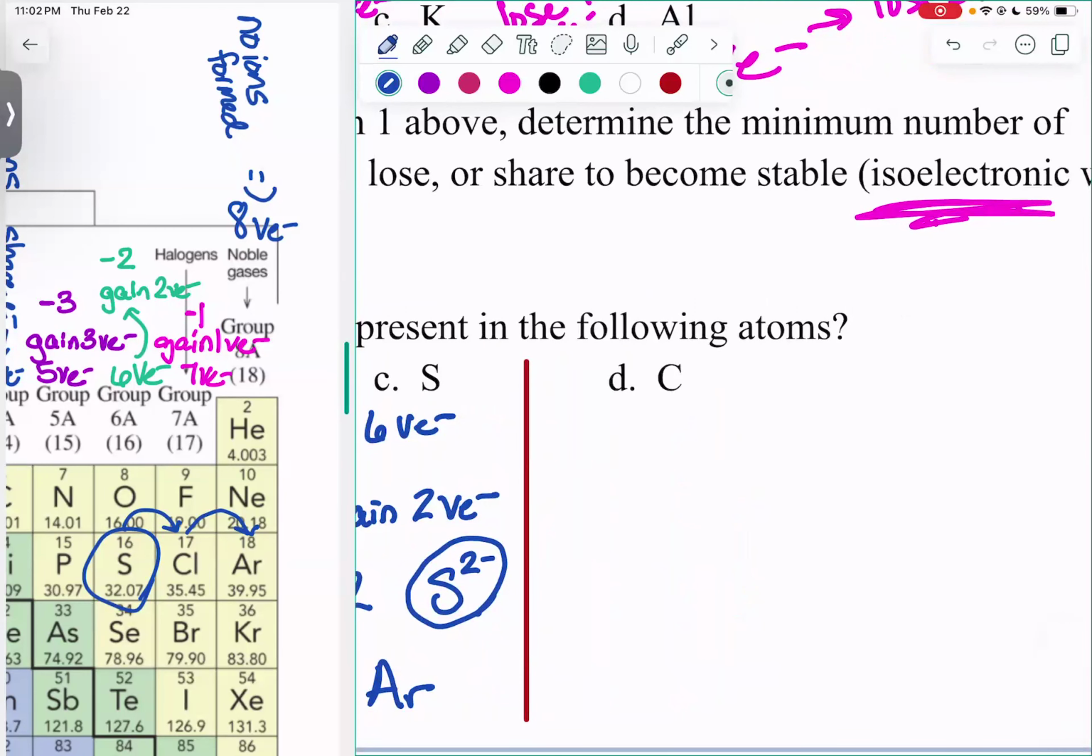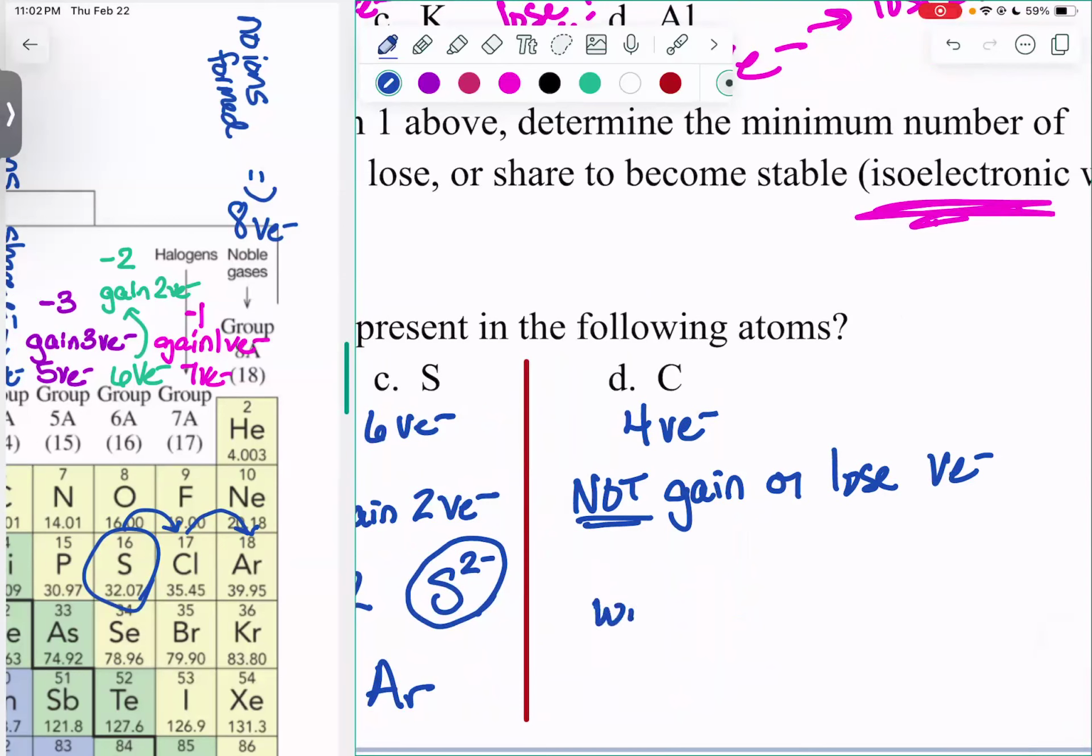Carbon, how many valence electrons? 4 valence electrons. What is it going to do? It will not gain or lose valence electrons. It costs too much energy. So it will share valence electrons. And we'll talk about that a little bit later.